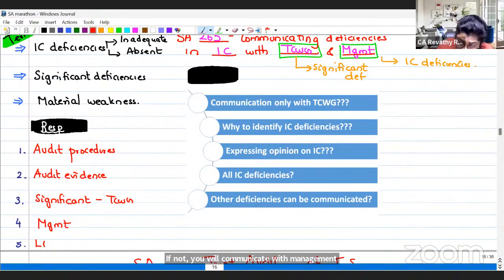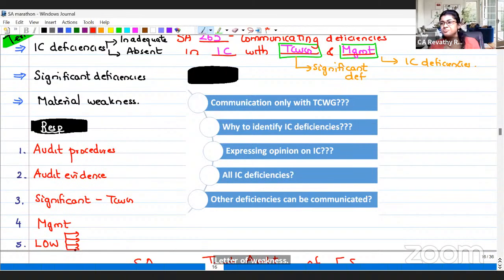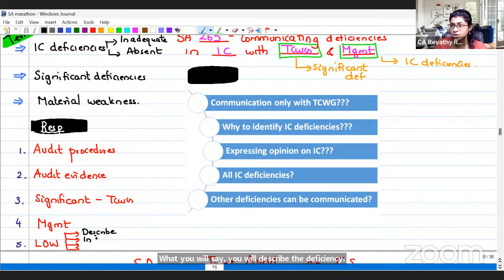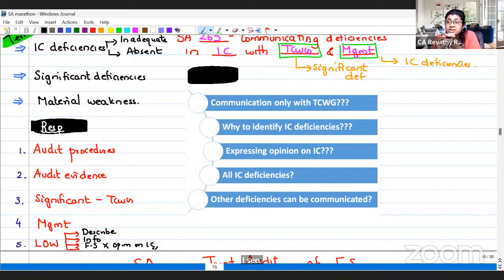Now, for communicating, you have something called LOW, letter of weakness. In that, you will describe the deficiency. You will give the information about the deficiency, evidence about the deficiency. You will say, we are only expressing opinion on FS. We are not expressing opinion on IC. These are only deficiencies identified by us in the audit.